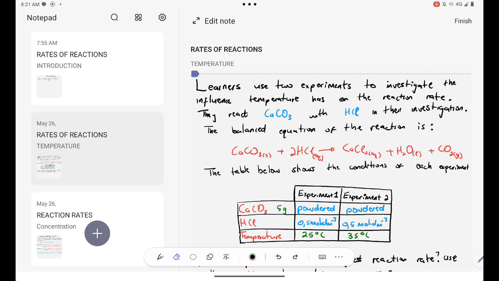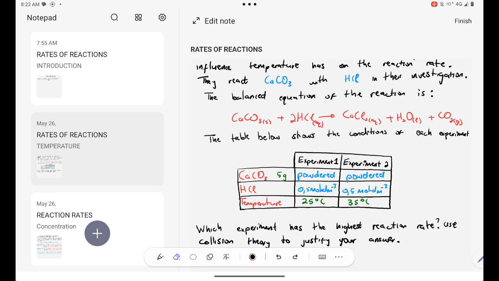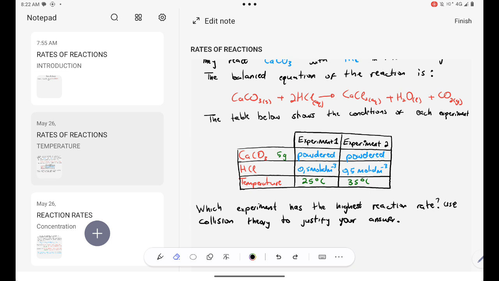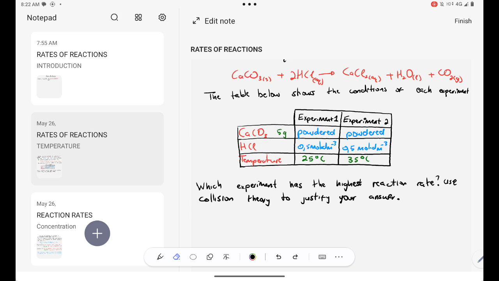We are told that learners used two experiments to investigate the influence temperature has on the reaction rate. They react calcium carbonate with hydrochloric acid in their investigation. The balanced equation of the reaction is given below. The table below shows the conditions of each experiment. Both experiments have the same state of division of calcium carbonate. They are both in powder form. And secondly, the concentration of our hydrochloric acid in both experiments is the same. The only difference over here is the temperature.